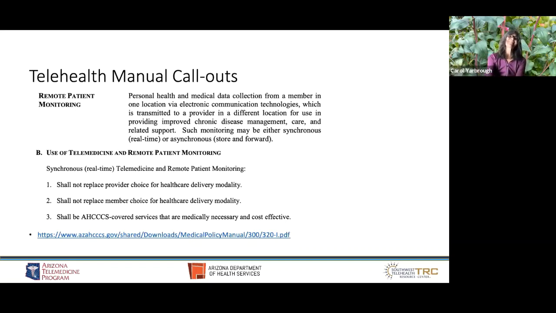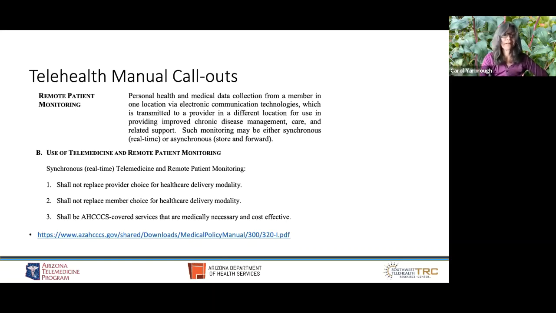So they also give this caveat in this manual call out as well. They're saying synchronous real-time telemedicine and RPM doesn't replace the provider's choice. Like Access is not going to say, oh, you're only going to give this population RPM. Doesn't replace the member's choice. Like the provider's not going to say, you're going to get RPM, I'm never going to see you again. No, the member gets to say, you know what, I'd rather come in every day and have you take my vitals because I live next door. And these are Access covered services that are medically necessary and cost effective.